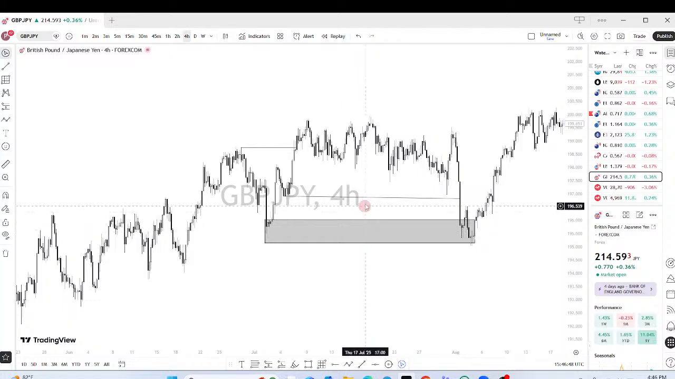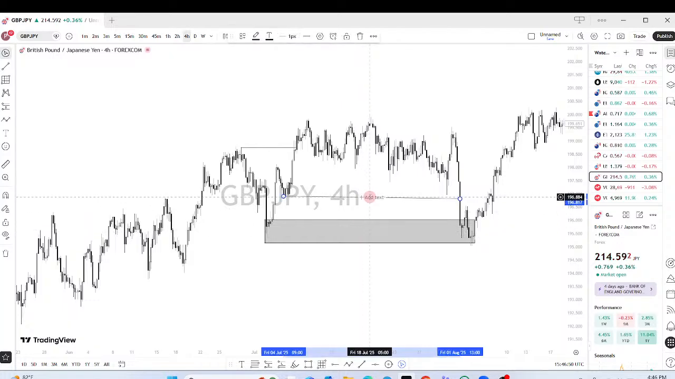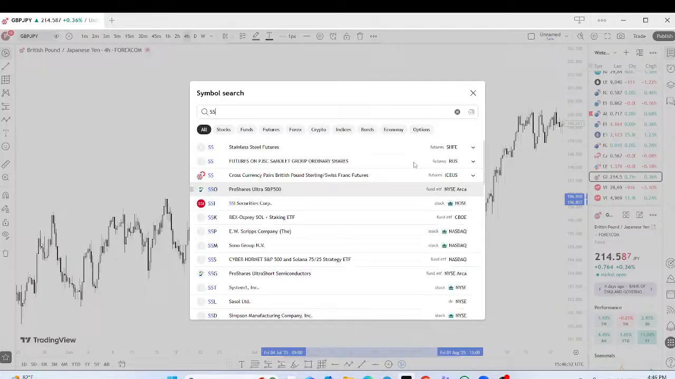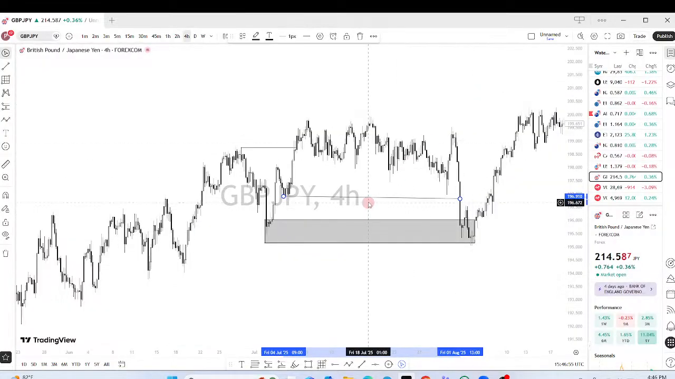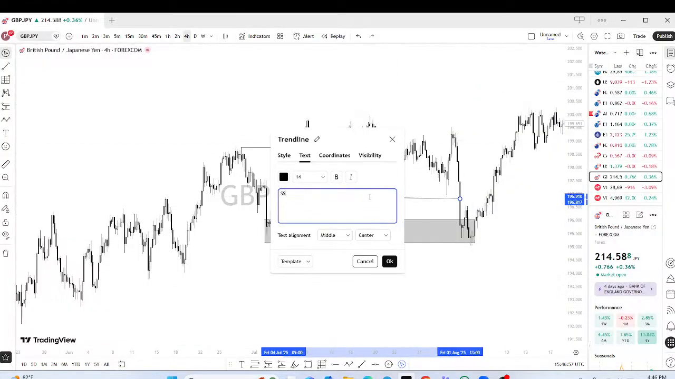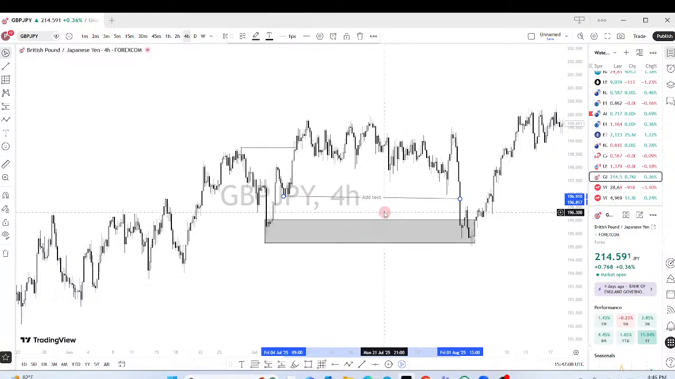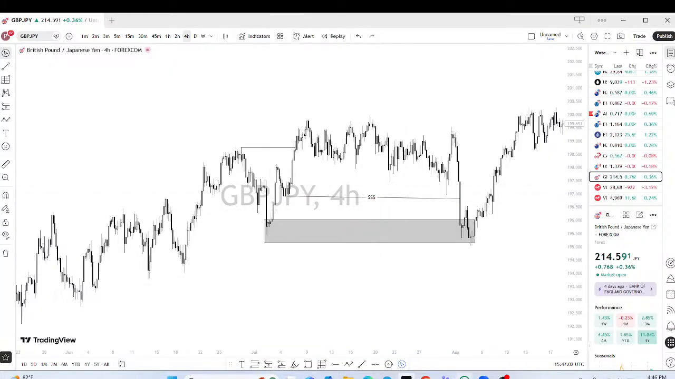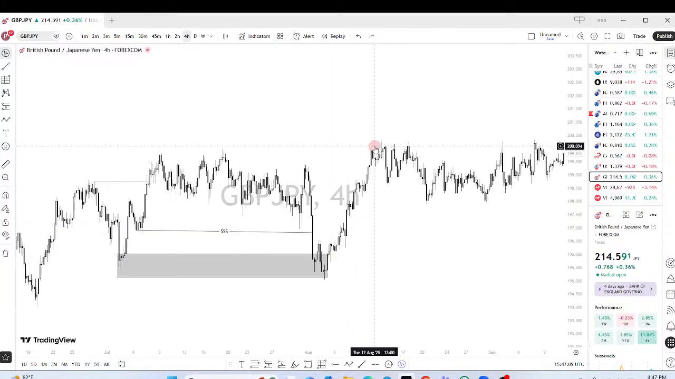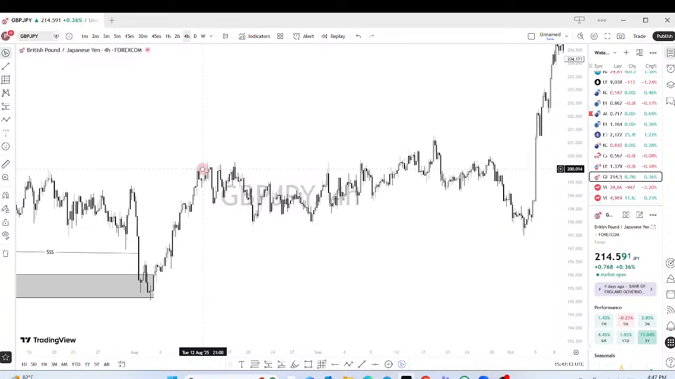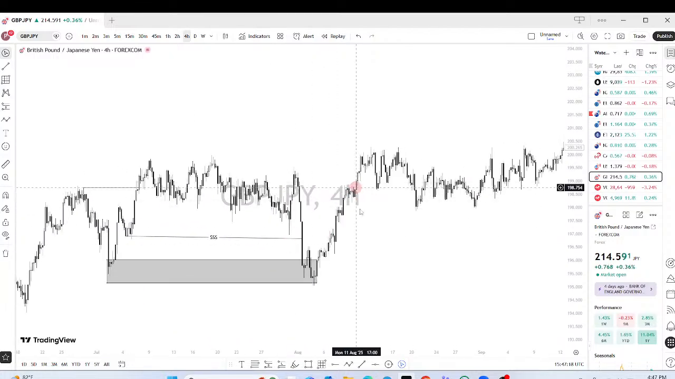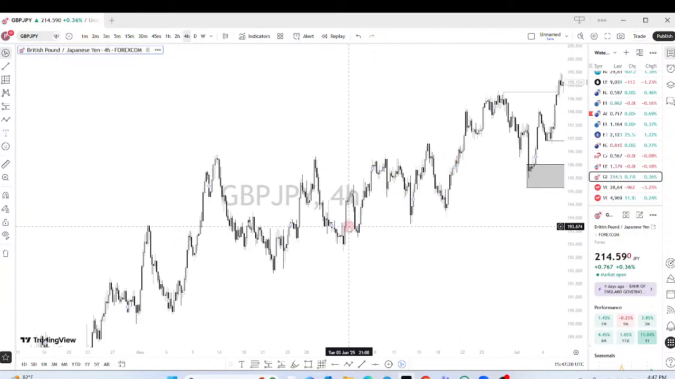This becomes our liquidity. Let's mark it out. This becomes our liquidity, right? And this becomes our demand zone. You will see as price taps here, you see this massive buy. Do you see that? Did you see this massive buy that happened here? Okay, let me show you another example.